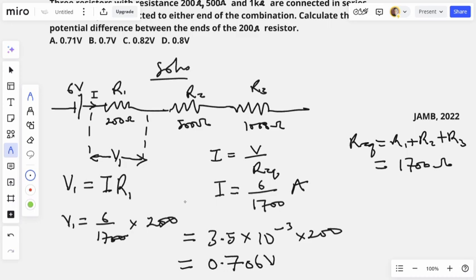So the voltage across R1 is 0.706 volts. If you check in our options, we have 0.7, 0.71. If you round this to 2 decimal places, you see this digit is more than 5, you add one here, that will be 0.71 volts. So that's the voltage across the first resistor there. Thank you.